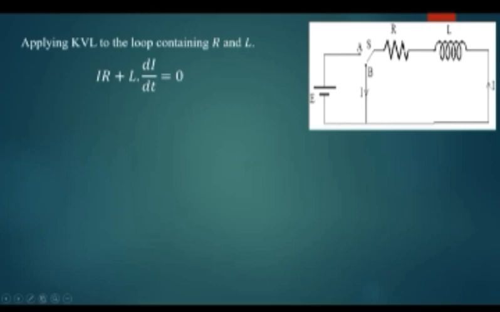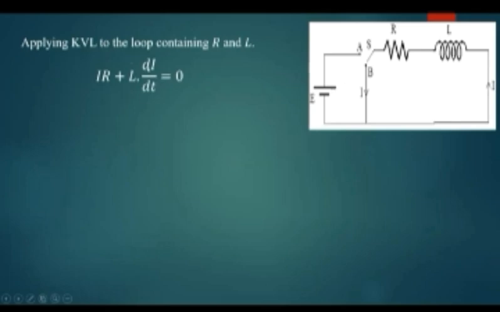So voltage across the resistor is I into R, and voltage across the inductor is minus L into di by dt. Here the current is decreasing, di by dt is negative, so minus into minus becomes plus. Since di by dt is negative, the effective voltage across the inductor according to KVL becomes plus L into di by dt, and IR is the voltage across the resistor.